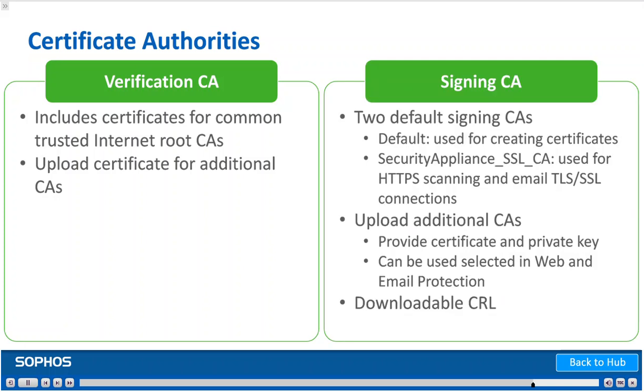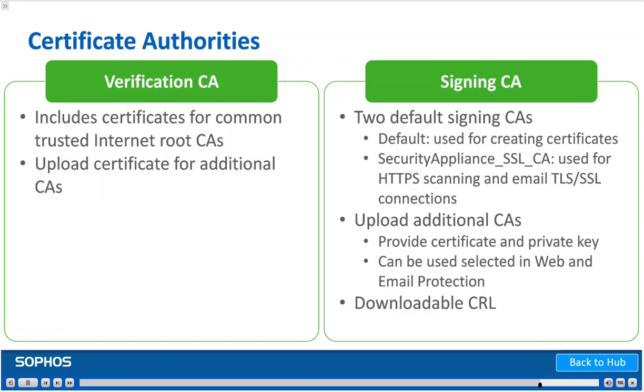The XG Firewall also acts as a certificate authority and so comes with 2 signing CAs. The default signing CA is used for signing server certificates. The Security Appliance SSL CA is used for creating the certificates used in HTTPS web scanning and securing TLS SSL email connections. You can upload additional signing CAs by providing the private key with the CA certificate when you upload it. These CAs can then be selected for use in web and email protection.